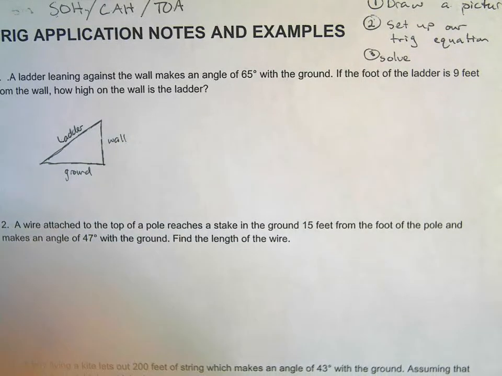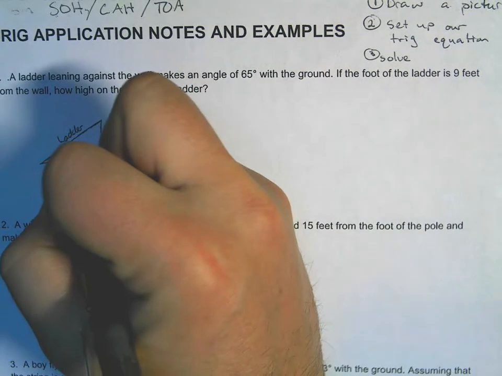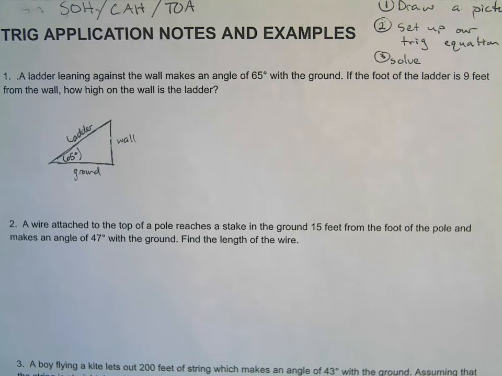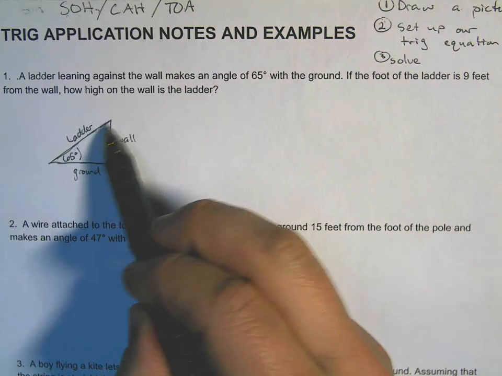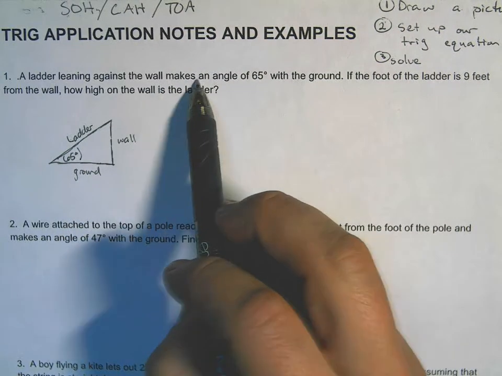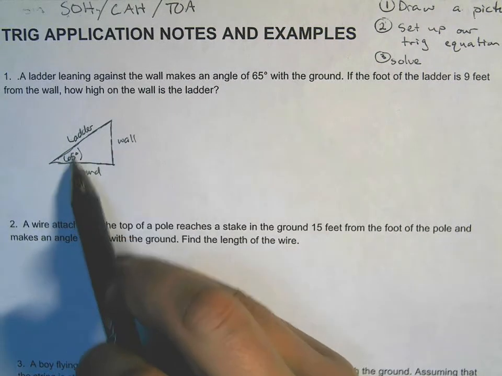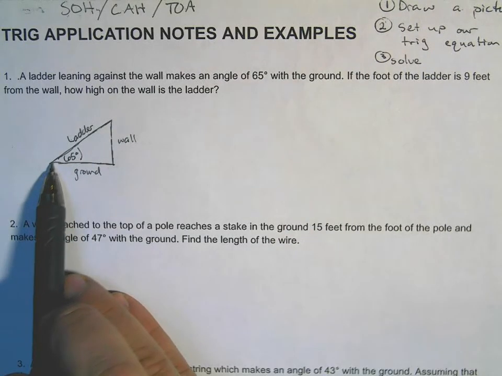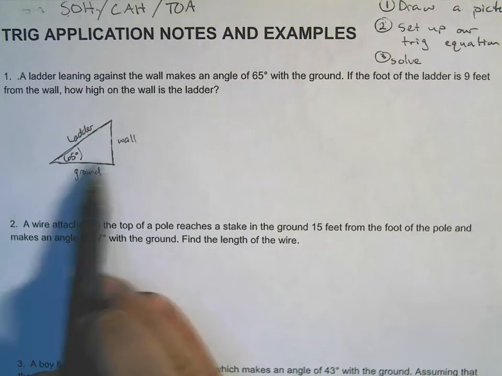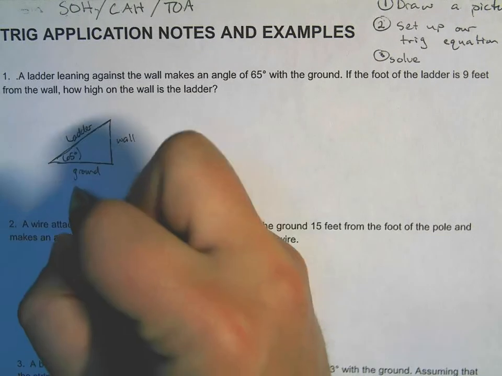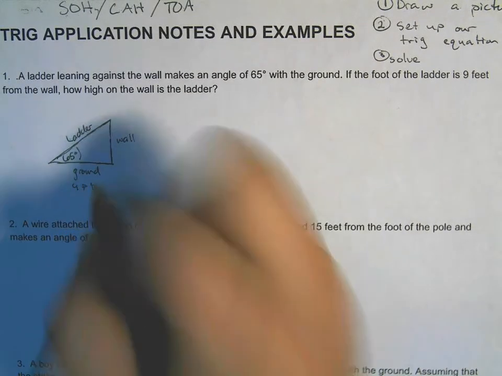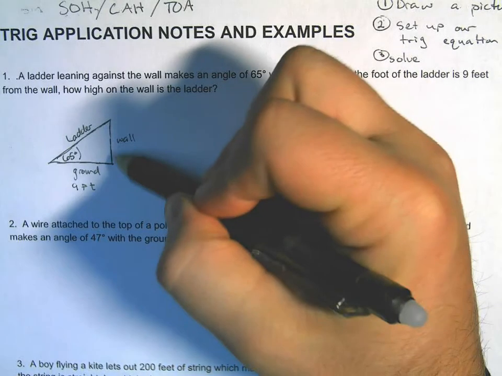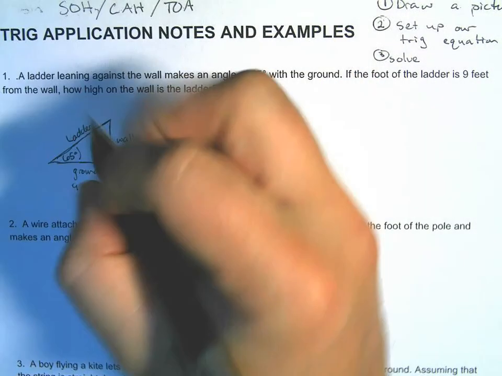Okay, so the ladder makes a 65-degree angle with the ground. So here's our ladder leaning against the wall, making an angle of 65 degrees with the ground. If the foot of the ladder, so the bottom end of the ladder, is 9 feet from the wall, so now we have this is 9 feet. How high on the wall is the ladder? So this is what we're looking for.